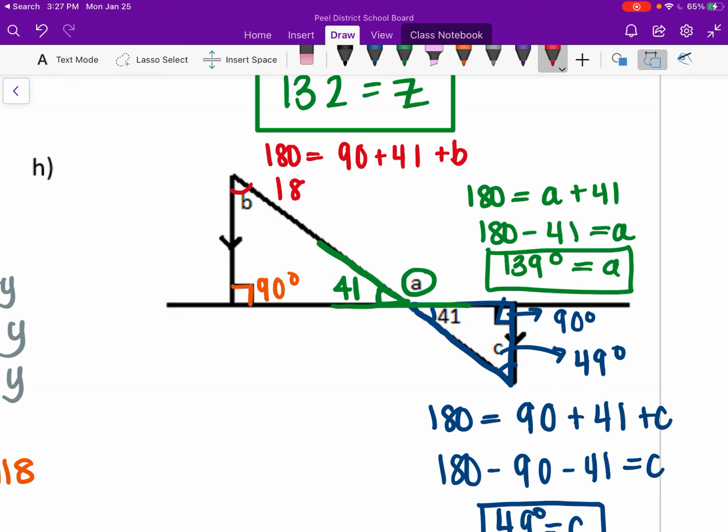So I can just do 180 minus 90 minus 41, right, equals B. You could add them on one side. Doesn't matter how you want to do that. You probably should, but equals B. So I know that this is 49 as well. Okay. And now I've solved all my angles there.